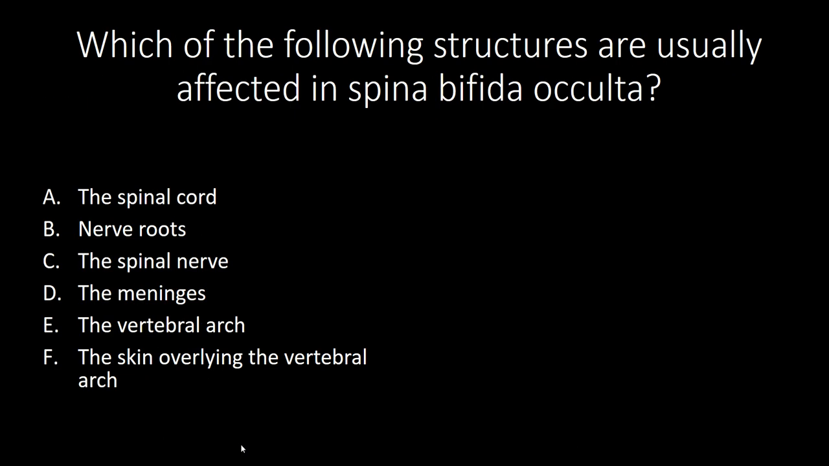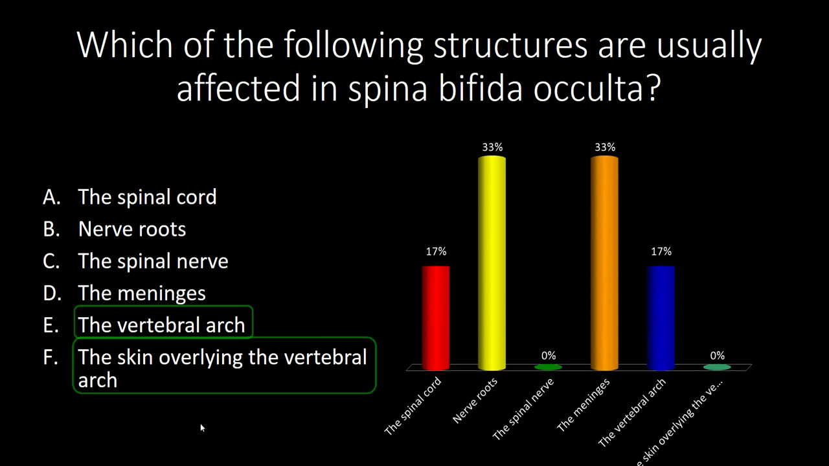Okay, which of the following structures are usually affected in spina bifida occulta? So spina bifida occulta is not going to have the meninges involved, and it's not going to have any nervous structures involved. And so the spinal cord is a nervous structure. No, these are not going to be involved. The meninges are going to be okay. It's really just going to affect the vertebral arch, and in some cases the skin overlying the vertebral arch. So those would be the two that I would expect.